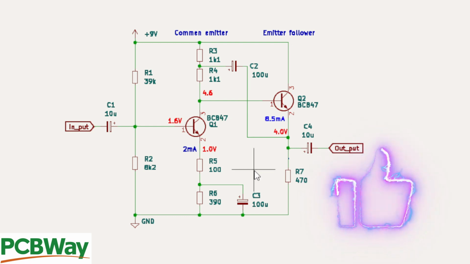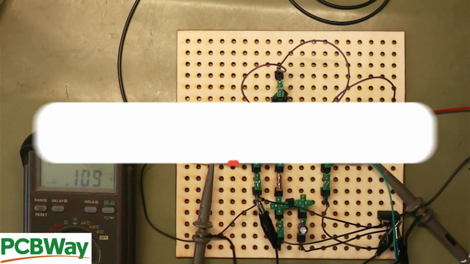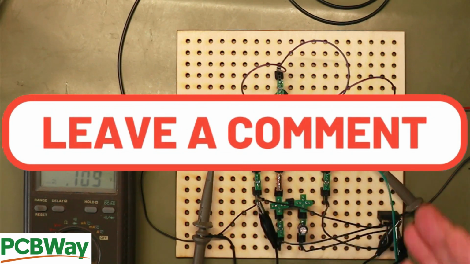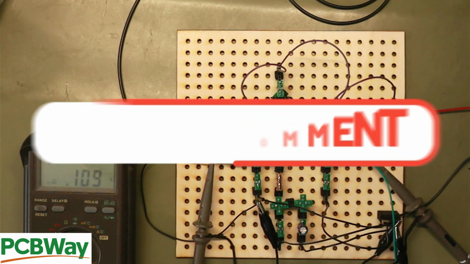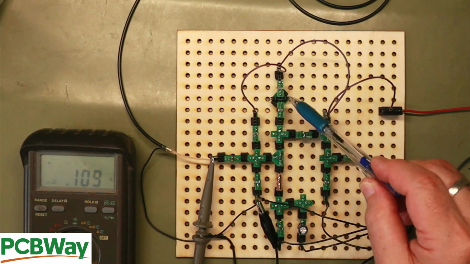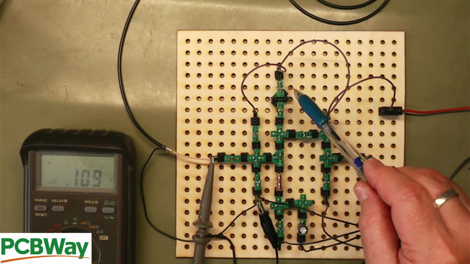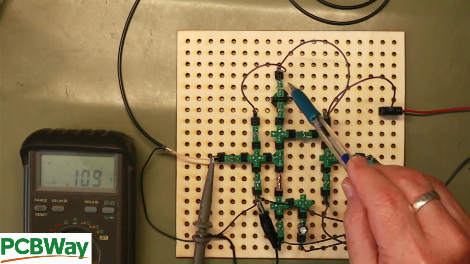So with that said, let's jump back to the board, have a look and see how it performs. Right, here we are back on the bench with the experimenter's kit in front of me. You can see the only difference from experiment 11 is the 2K2 resistor here has been broken out into two 1K1s, or 1100 ohms, to make up a total of 2K2.